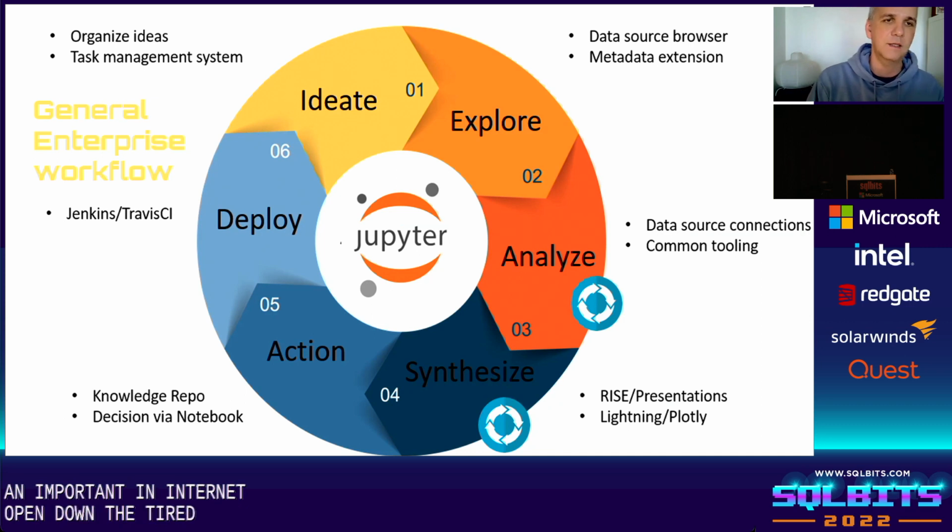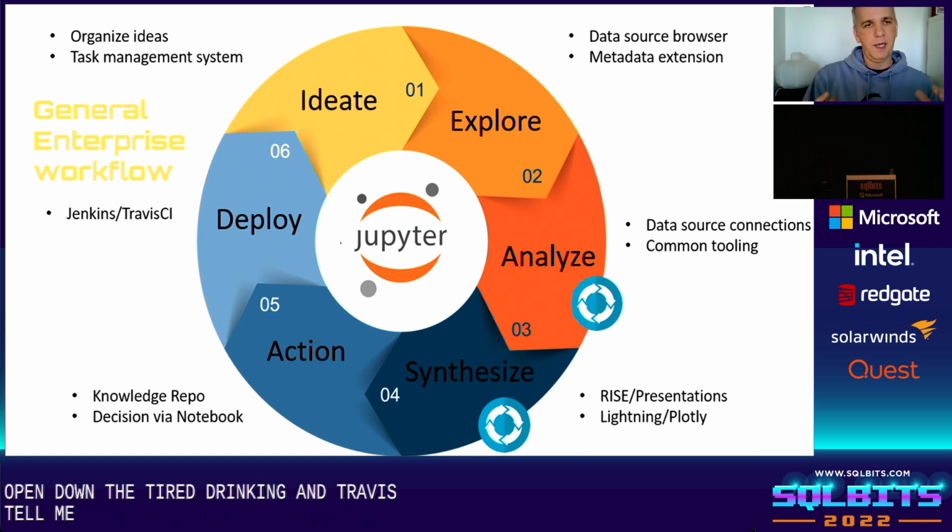In this case, it can also be Jenkins, Travis. It can be a couple of different flavors. It really depends on where you want to go. Essentially, Jupyter can interact with those as well. So it can also be GitHub Actions if you decide to do that.